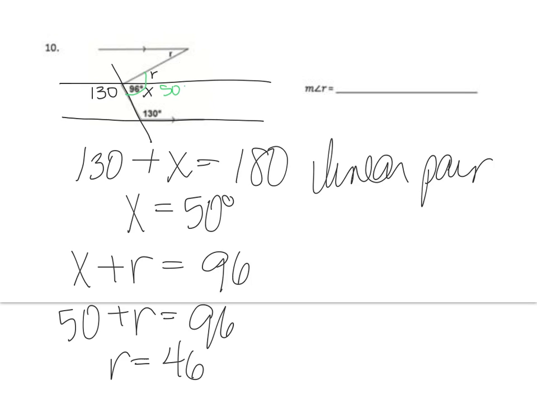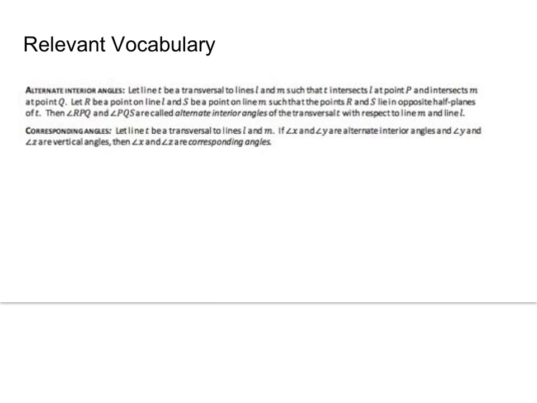I know that this whole angle equals 96 because that's how it was originally written. So we have, back up a little bit, transversal, two parallel lines, alternate interior angles. So we know with 96 degrees, it's r plus x. So I did angle x plus angle r equals 96. We know that x equals 50, plus angle r is 96. Angle r equals 46 degrees. Nice work. Okay, last one. Oh, second to last one.